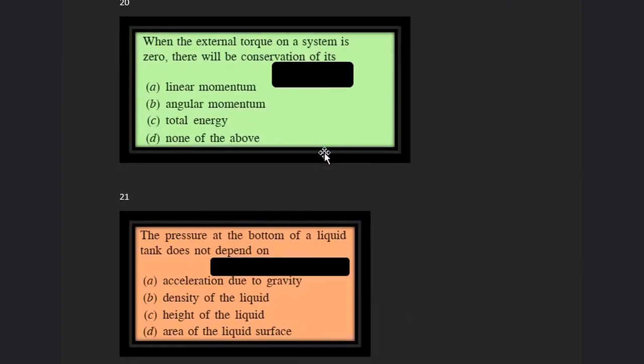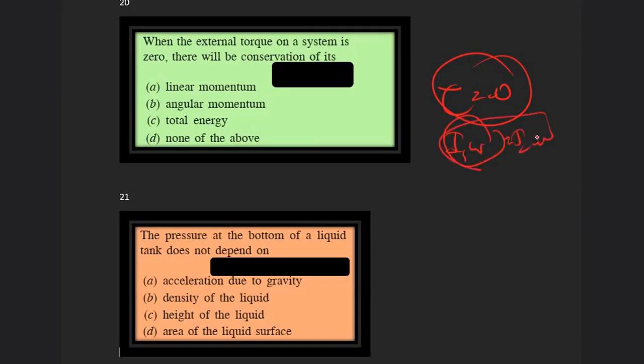Question number 20. When the external torque on a system is 0, there will be conservation of, right? Think of the answer. Tau equals 0. Again, conservation of momentum. I1 omega 1 equals I2 omega 2. Conservation of linear momentum, angular momentum. It's conservation of angular momentum.